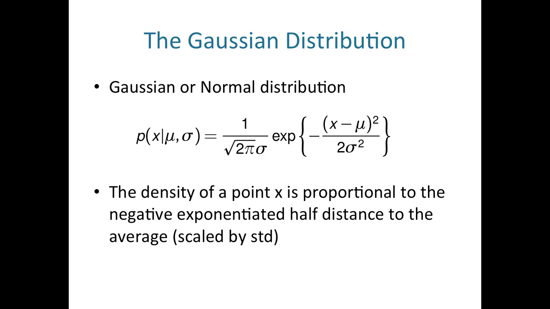The formal representation for a Gaussian distribution is what you see there. Basically what we say is that the density of a point x is proportional to the negative exponentiated half distance to the average, scaled by the standard deviation. So we use the exponential function for the half distance, so it's the distance to the average, to mu, halved and scaled by the standard deviation. That's what the Gaussian distribution is representing.